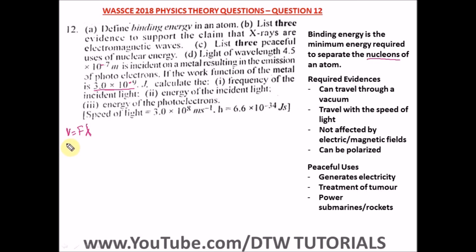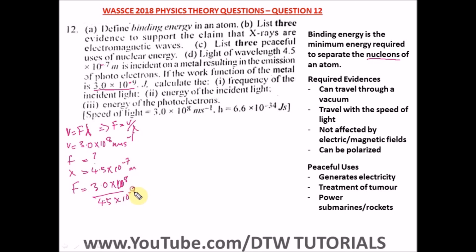So from here, v is equal to, that's the speed of light, 3.0 times 10 raised to the power 8 meter per second. f, that's what we're looking for, and our lambda, we're given the wavelength of this, 4.5 times 10 raised to the power minus 7 meter. Okay, so from here you substitute, f is equal to v over lambda. So f is equal to 3.0 times 10 raised to the power 8 divided by 4.5 times 10 raised to the power minus 7. When we punch in our calculator, we should have 6.67 times 10 raised to the power 14 hertz. Okay, so this is our answer for I.